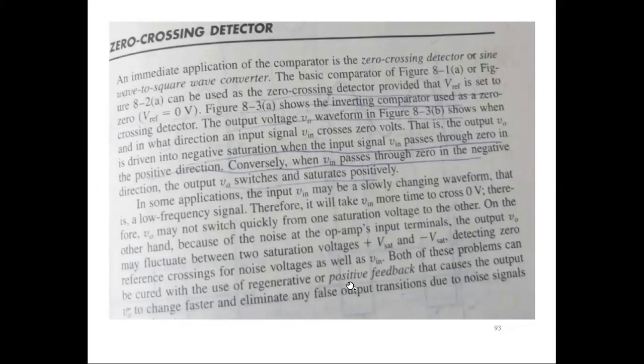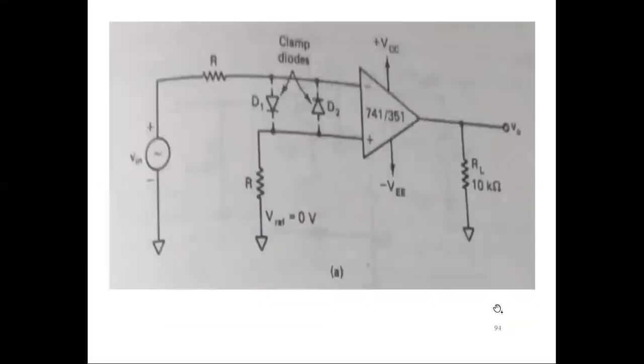which is known as regenerative. Similarly, whatever we saw earlier, which is negative feedback, is known as degenerative. This is positive or regenerative, that was negative or degenerative. That causes the output to change faster and eliminates any false output transitions due to the noise signals. So we use positive feedback, and because of it, the output changes will be faster, and they'll eliminate the false output transitions due to noise signals. So that's a very important point there.